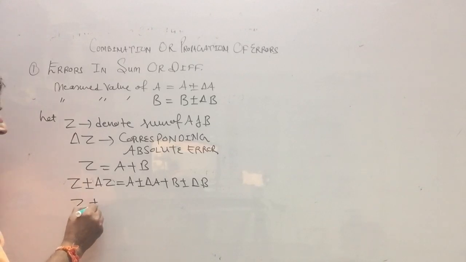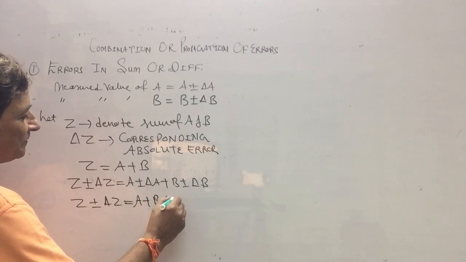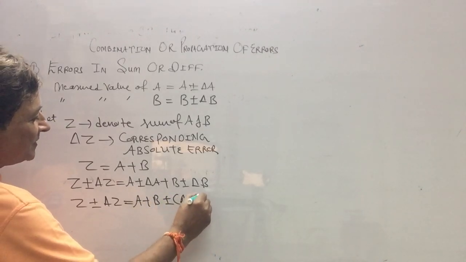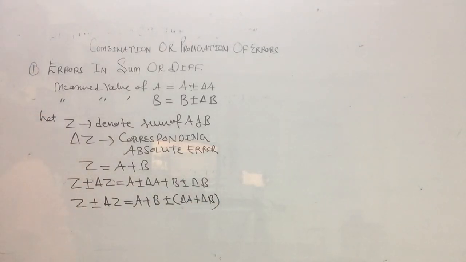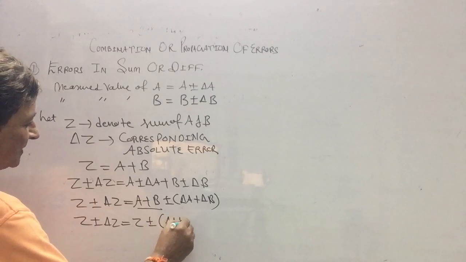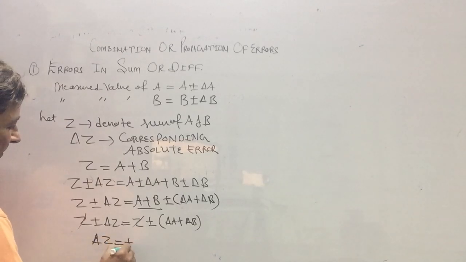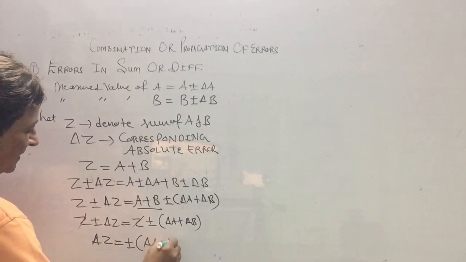तो Z प्लस माइनस डेल्टा Z, A प्लस B प्लस माइनस डेल्टा A प्लस डेल्टा B. भाई जी A प्लस B किसके बराबर है? वेरी गुड. सो Z प्लस माइनस डेल्टा Z, प्लस माइनस डेल्टा A प्लस डेल्टा B, दिस गेट्स कैंसल. तो डेल्टा Z इक्वल टू प्लस माइनस डेल्टा A प्लस डेल्टा B.